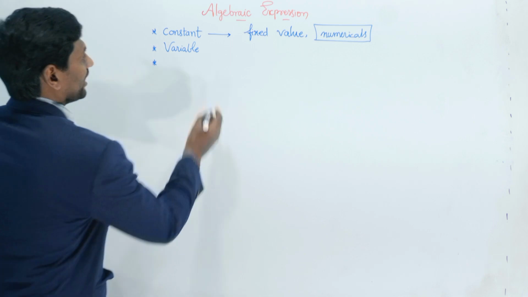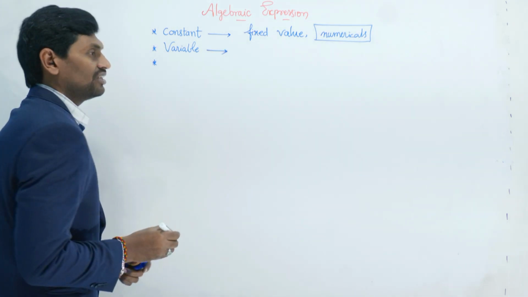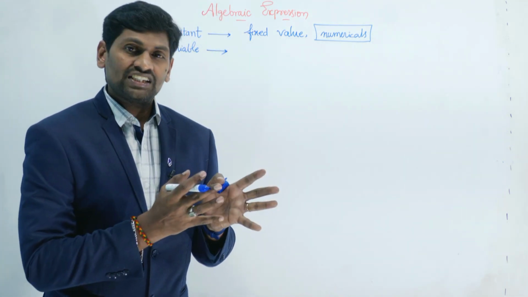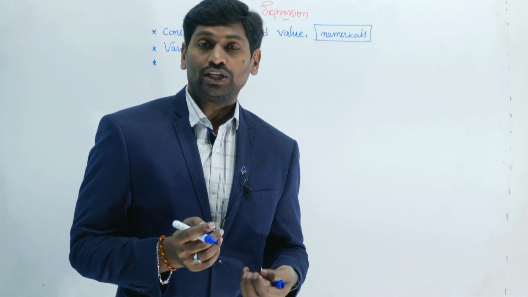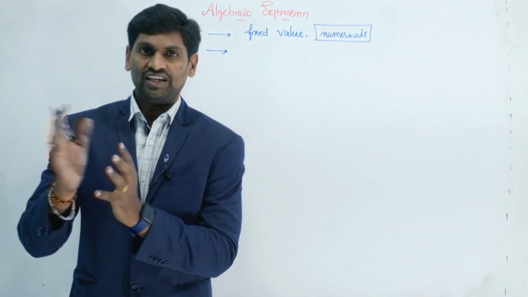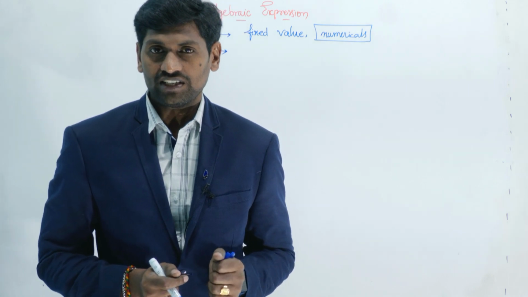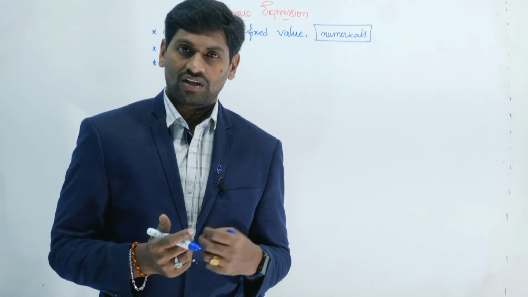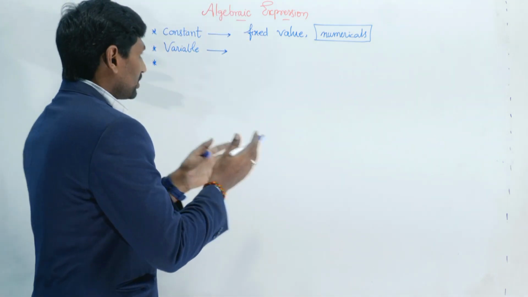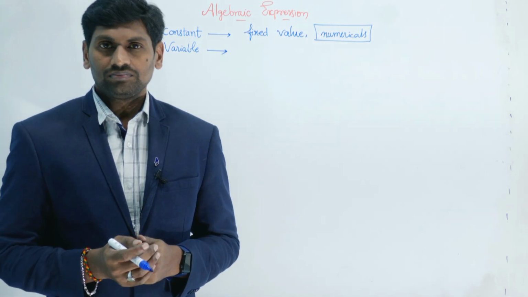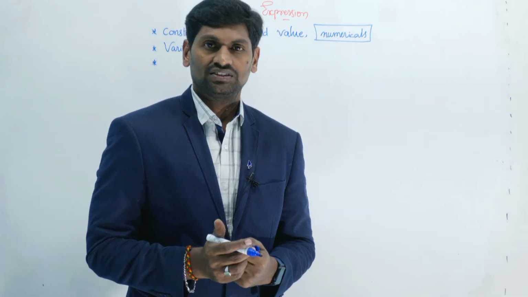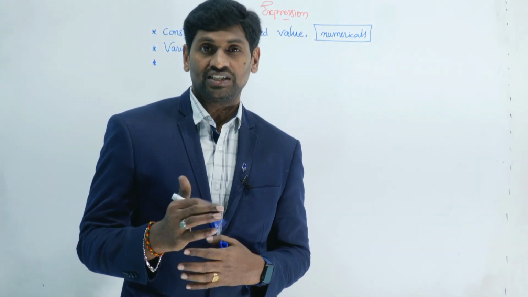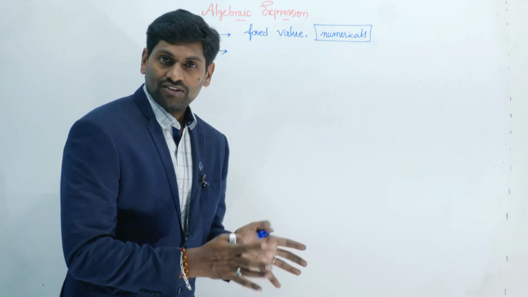Now variables are not fixed values. That means they are changing day by day. Like the height of a person, up to a certain age, the height of a person will change, right? In the same way, the number of leaves of a tree. These are the examples we can take. The height of a plant, the number of leaves of a plant, the age of a person, they change day by day. They are not fixed values.